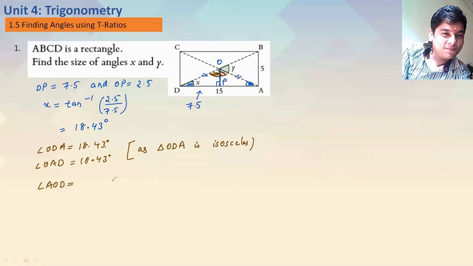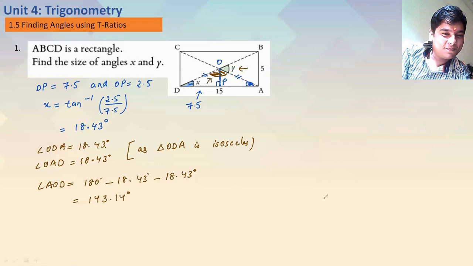we can subtract 36.86 from 180. 18.43 is to be subtracted twice from 180. What are you getting? 143.14. Great work. Now, do you see a relationship between y and the angle we just found?